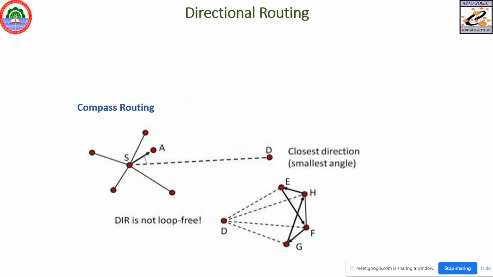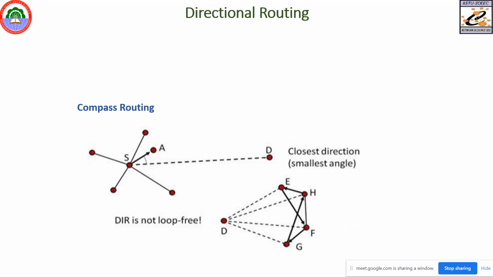So another routing approach in greedy is called directional routing, or you can simply say compass routing. This compass routing uses the least angle instead of maintaining distance or signal strength. It will work on the basis of the angle with the smallest value. Based on the angle, it will decide which route is to be selected to transmit the information.